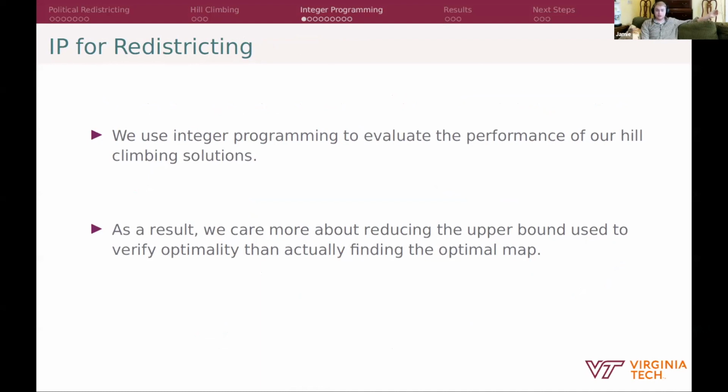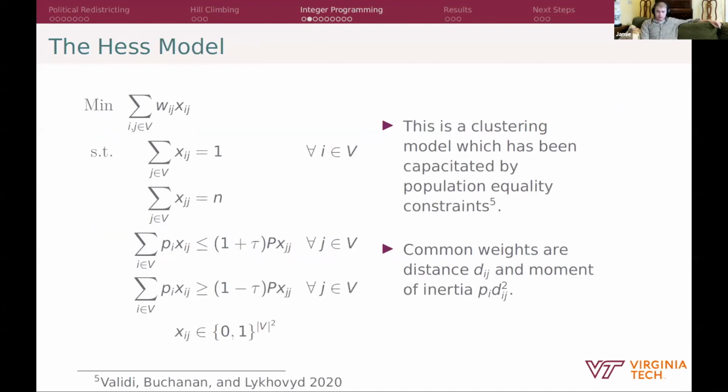So we would like to use IP to evaluate our performance for hill climbing solutions. We've come up with a few models, but it's important to keep in mind that we care more about upper bounds on the IP rather than actually finding the optimal solution, because that can be more intensive. So this is the Hess model. It's just a simple clustering model with some population equality constraints.